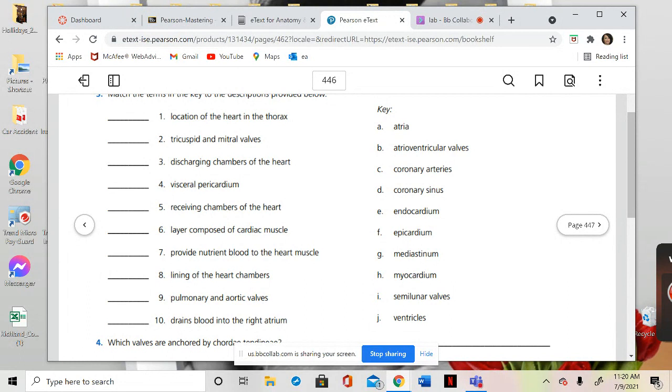I'm just answering. I have no idea what is the letter, so just go by the word I am saying. Drain blood in the right atrium is the coronary sinus, which is a D.